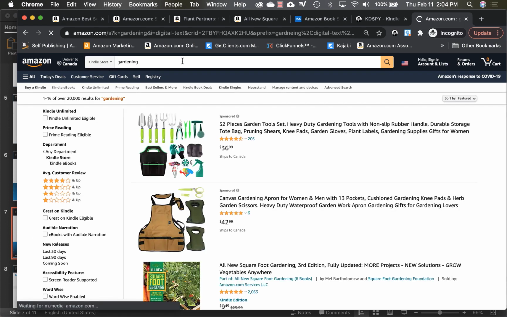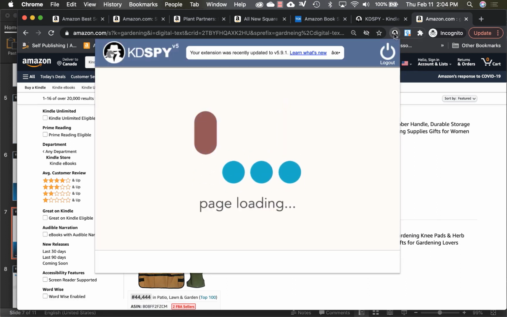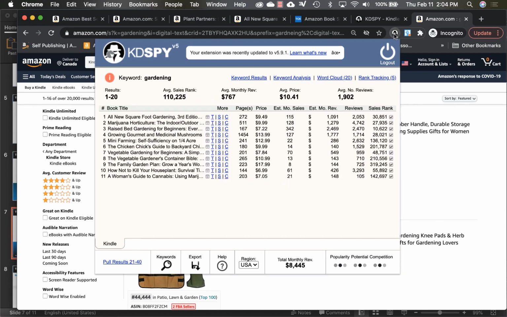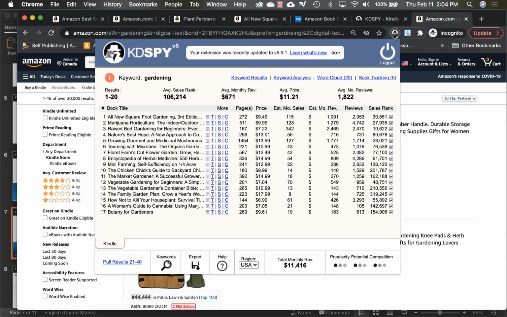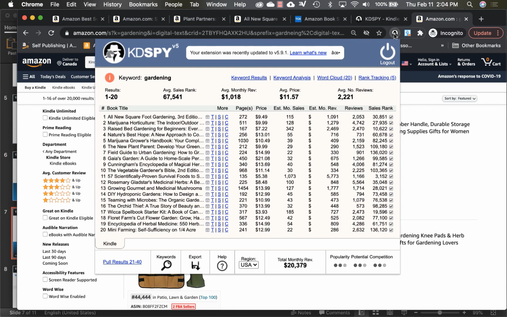In the Kindle store, incognito, so gardening. Now I'm going to hit Kindle Spy up here. And what it's doing, it's pulling all of the data from the first 16 to 20 books, the first page on Amazon. Just let it sort it all out. Okay, so now we have all of the information that we want here.